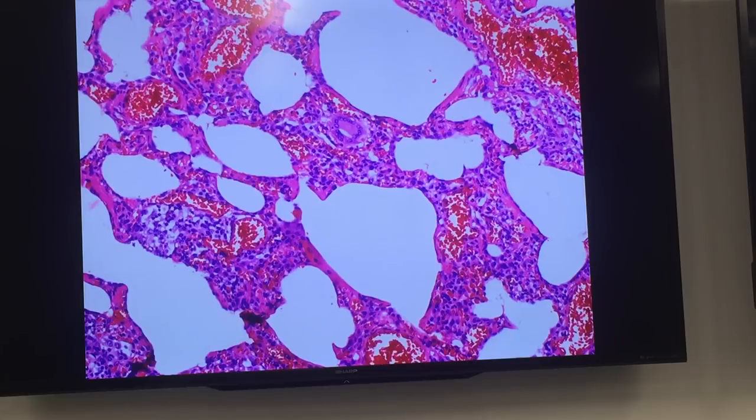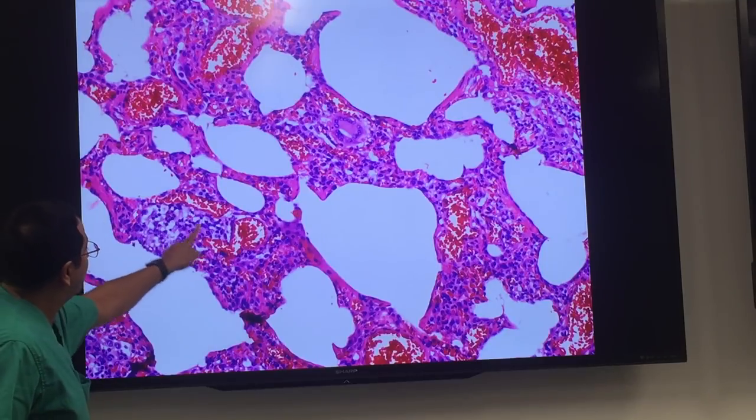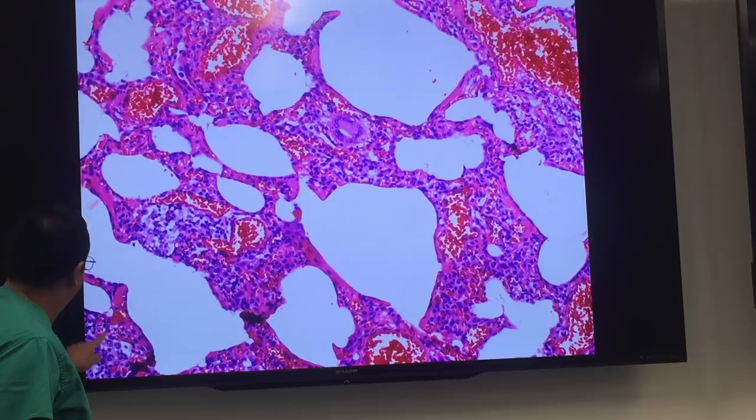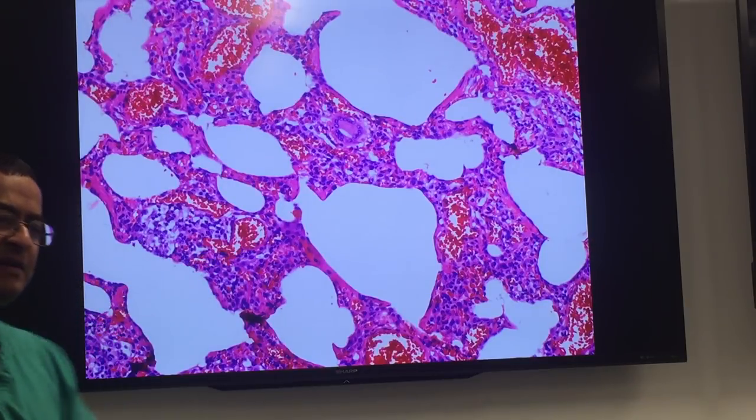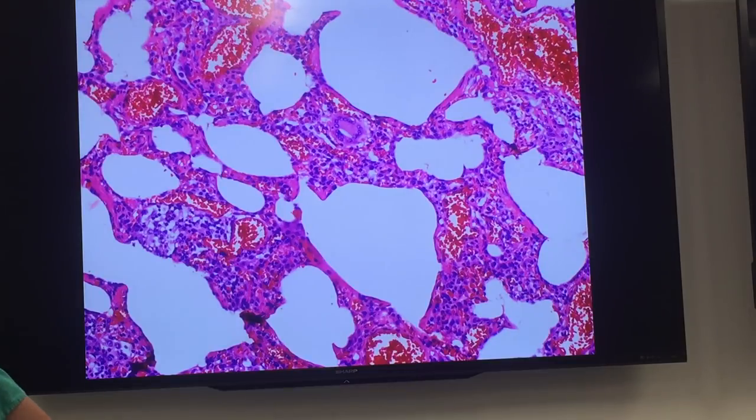But you're right, there's a giant cell. Where, really? In what compartment? In the airspace or in the interstitium? Interstitium. And what's behind it? So what's all this stuff? Inflammation. Of what kind? What cells are predominant here? Lymphocytes. All right, so there's lots of lymphocytes in the interstitium. And there is a giant cell. And that's pretty much it, right?